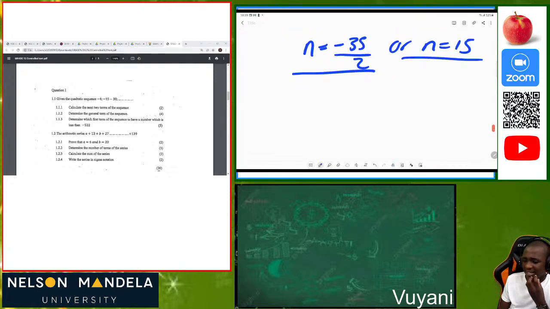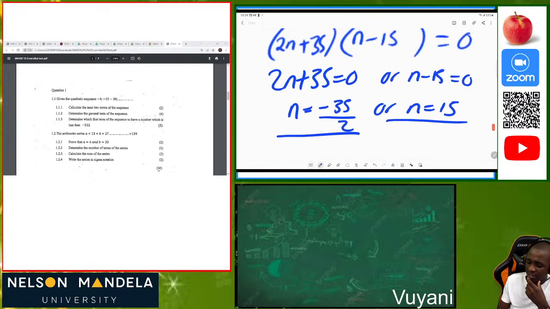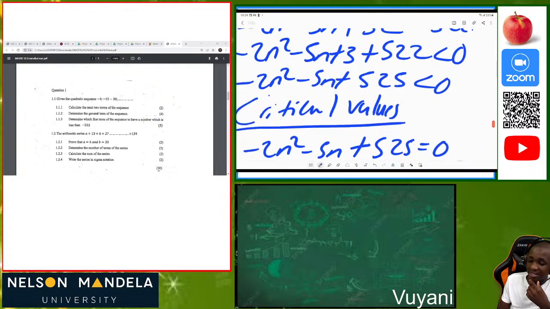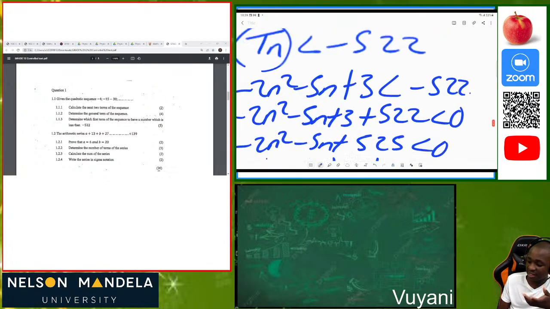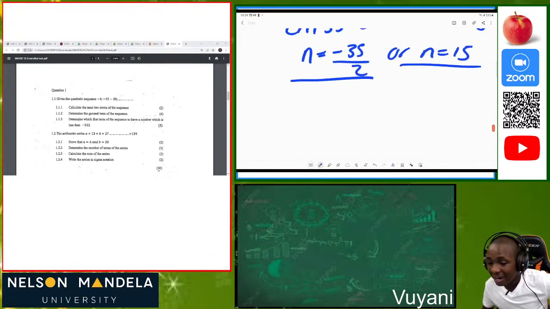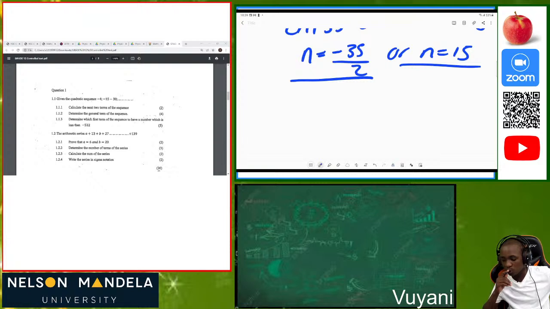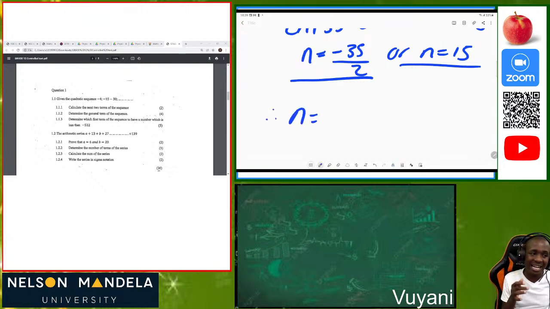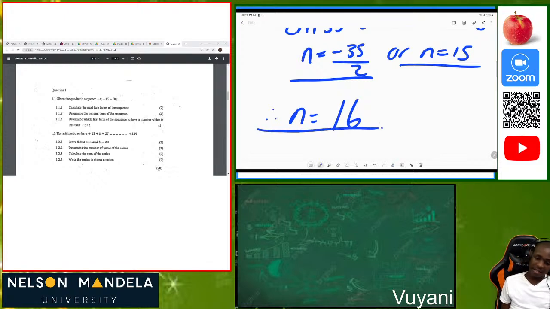Now let's understand this. Let's substitute the value of 15 in this equation. If we substitute it, we get exactly negative 522. So which number n will give us a term which is less than that? When we substitute a number greater than 15, we will have 16. So our n must be 16.